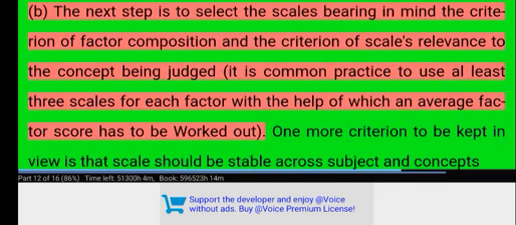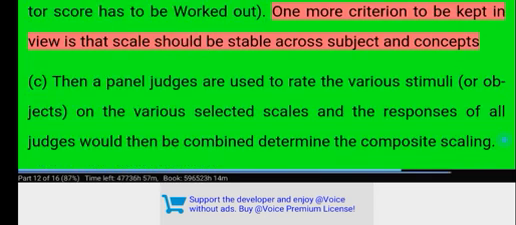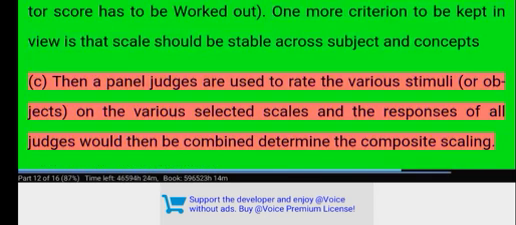B. The next step is to select the scales, bearing in mind the criterion of factor composition and the criterion of scales' relevance to the concept being judged. It is common practice to use at least 3 scales for each factor, with the help of which an average factor score has to be worked out. One more criterion to be kept in view is that scales should be stable across subjects and concepts.